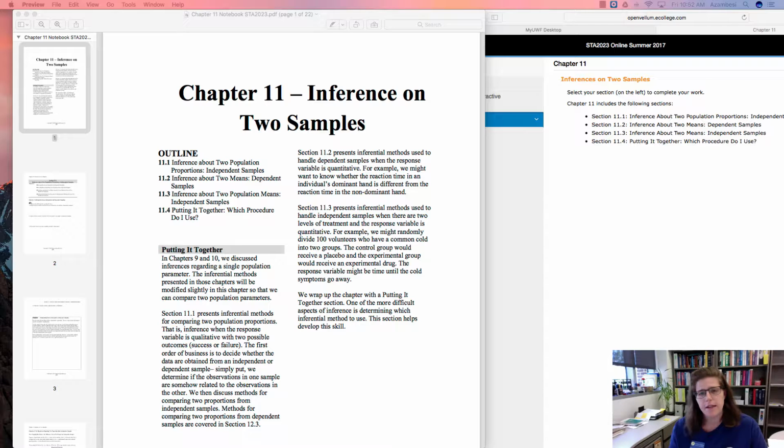The third one is for 2 population means when the samples are independent. So the 2 groups have nothing to do with each other and you are comparing them across 2 different populations. And like Chapter 9 and Chapter 10, this chapter also has a section on putting it all together, so you'll be presented with each different way and have to choose what type of test or what type of confidence interval to use for each particular scenario.